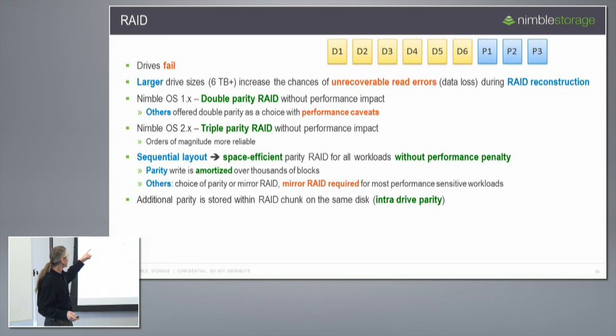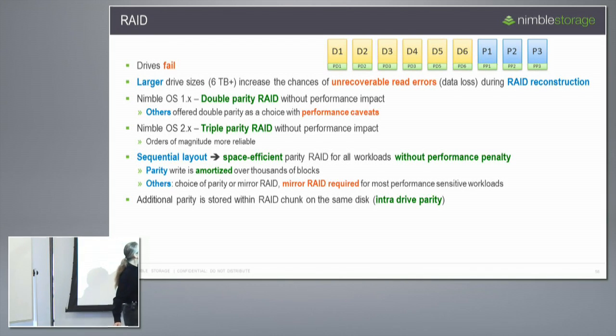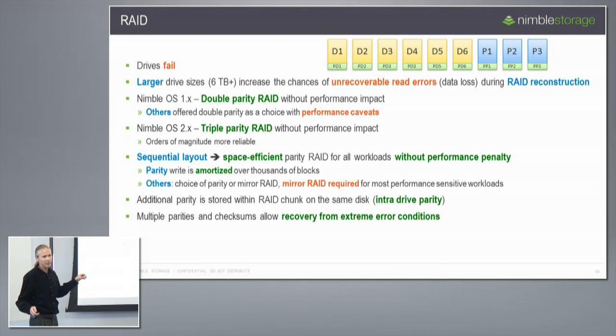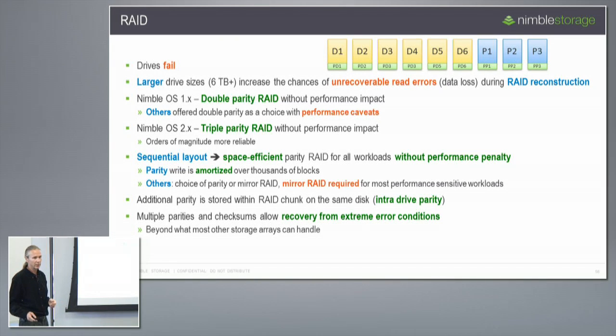We also store additional parity. So here, with each chunk in the RAID stripe, that's intra-drive parity. Now, all these multiple parities and checksums allow us to recover from extreme error conditions, and it is more than what most other storage systems can handle.